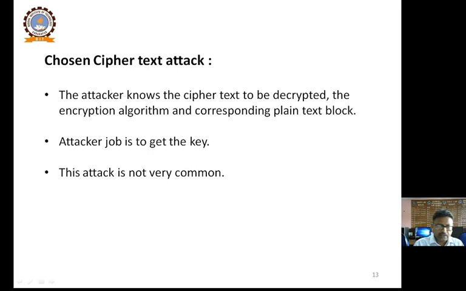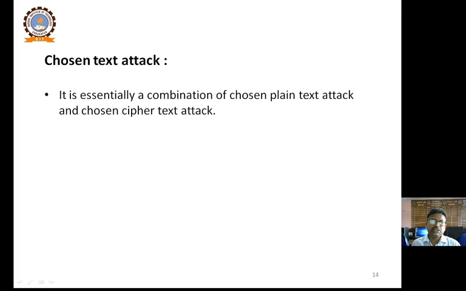So every type of attack which we have discussed depends on what kind of things are known to the attacker, and what kind of thing it wants to achieve by doing this kind of attack.